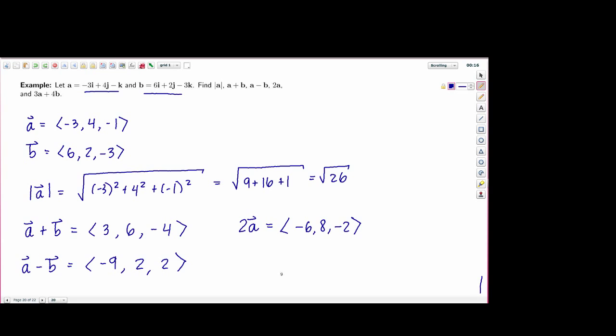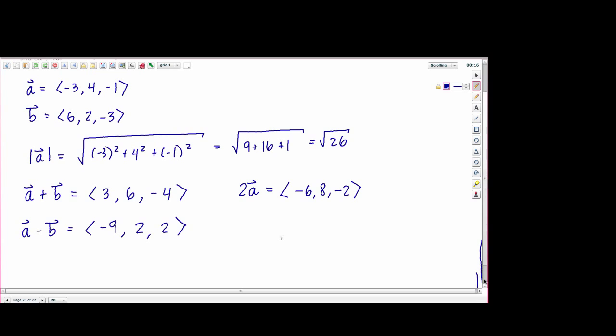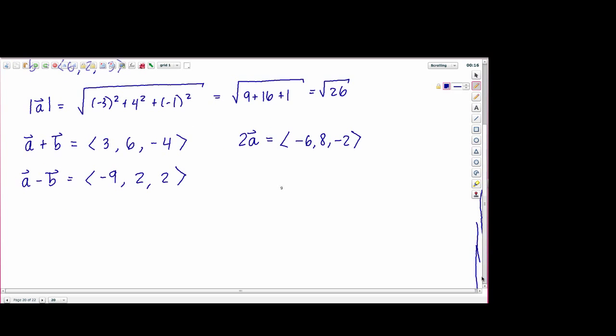And again now, this is a vector in the same direction of A, but the length is twice the length of A. So we know that the length of 2A, we don't have to do out the square root computation, it's just 2 times the length of A, so it's going to be 2 root 26.